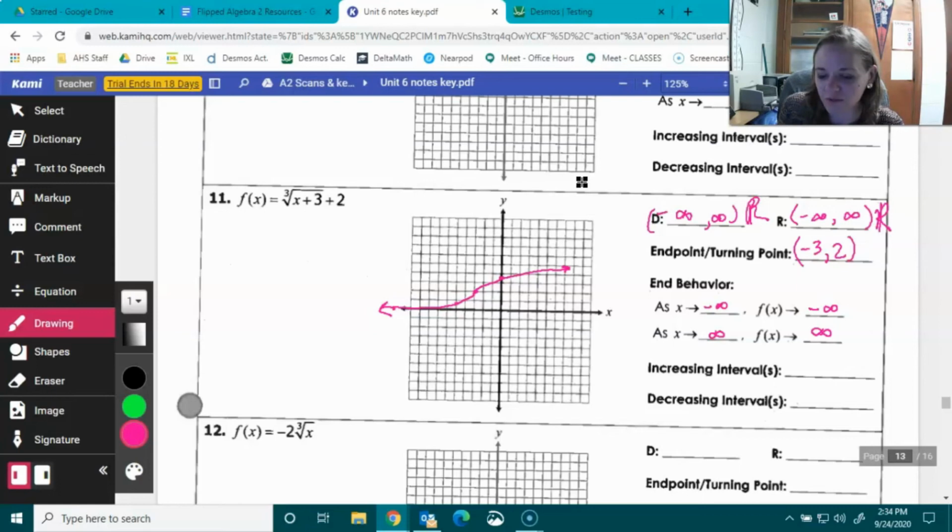Sometimes, like if it was a parabola, there would be a change. We'd have a decreasing slope and an increasing slope, both. But this is still increasing the entire way. So we're going to put negative infinity to positive infinity. The entire graph is an increasing slope, and we have no decreasing intervals.